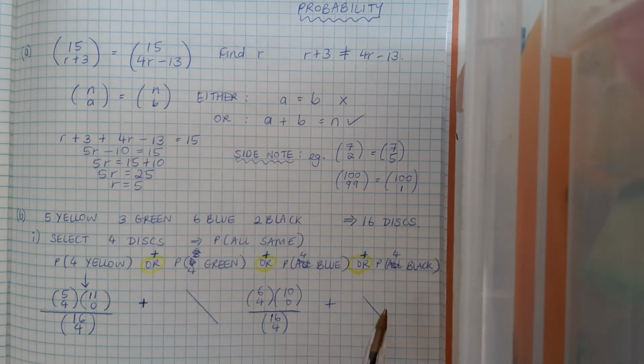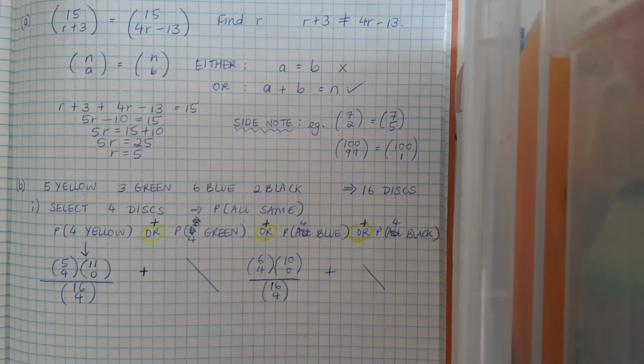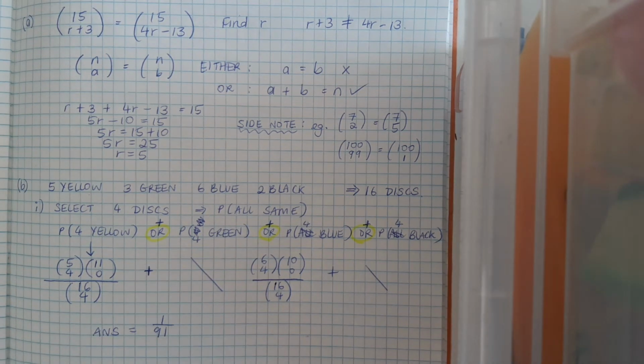So I don't even need to do a calculation for that one, it just couldn't happen. You can put a 0 in there for that probability if you want. And then I can just go straight to my calculator and add these 2 probabilities to get my final answer. And the answer comes out as 1 over 91.